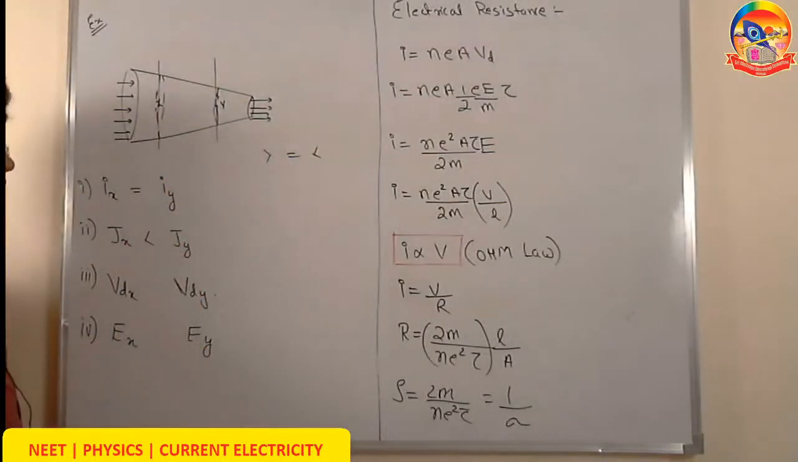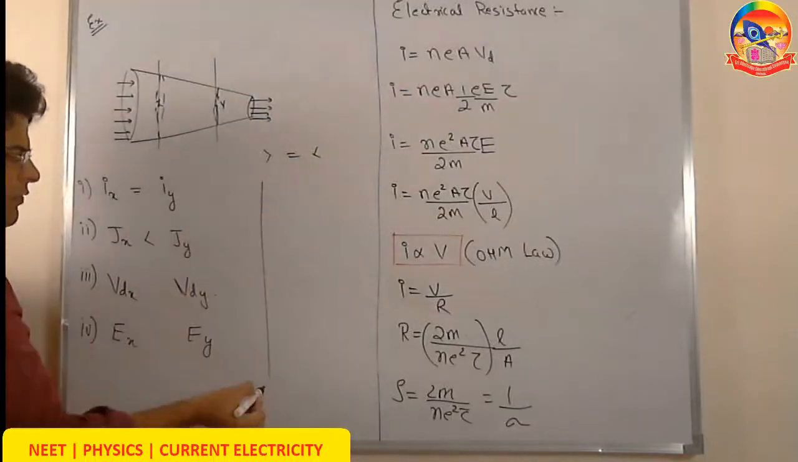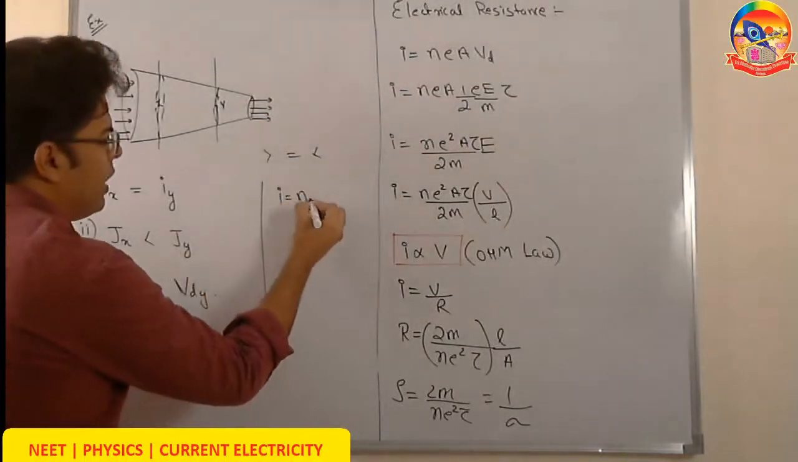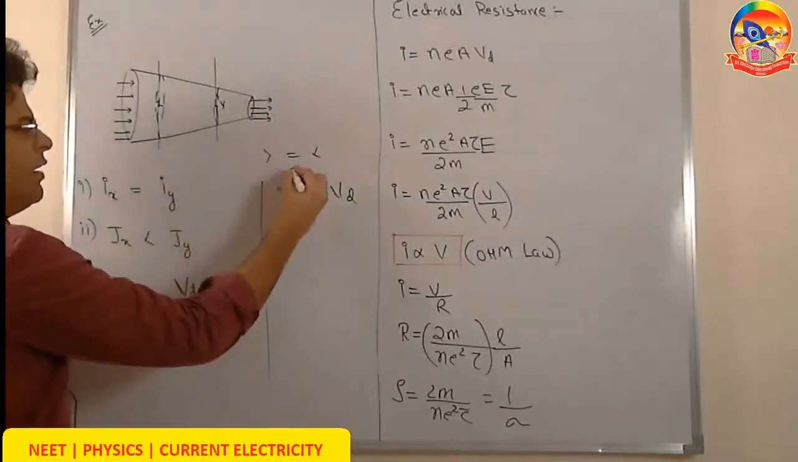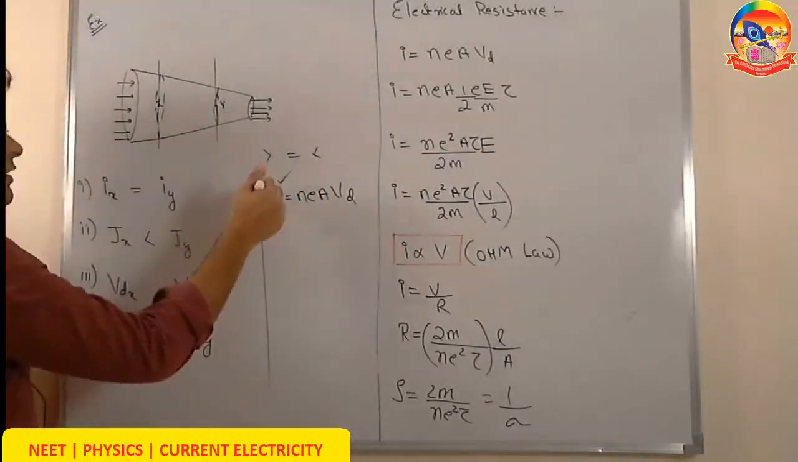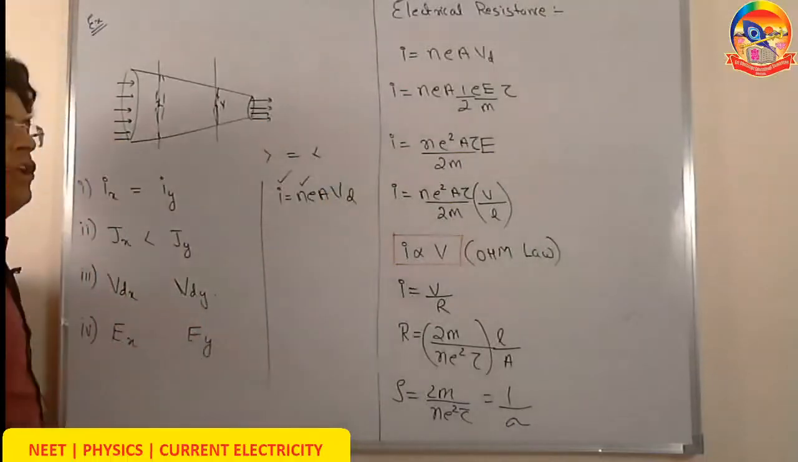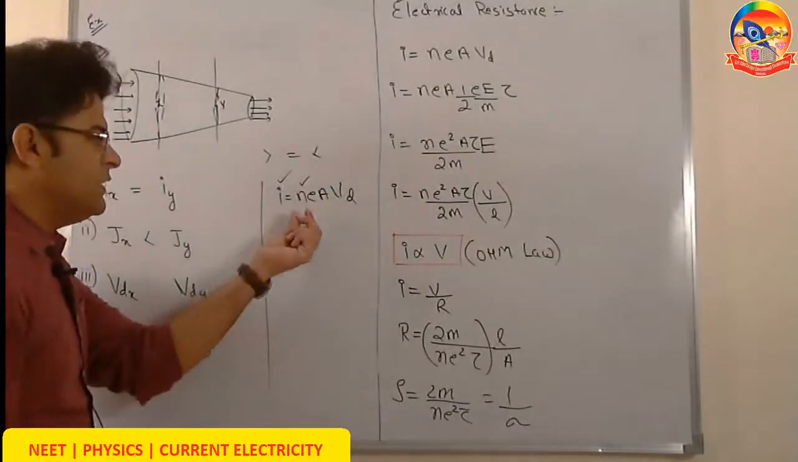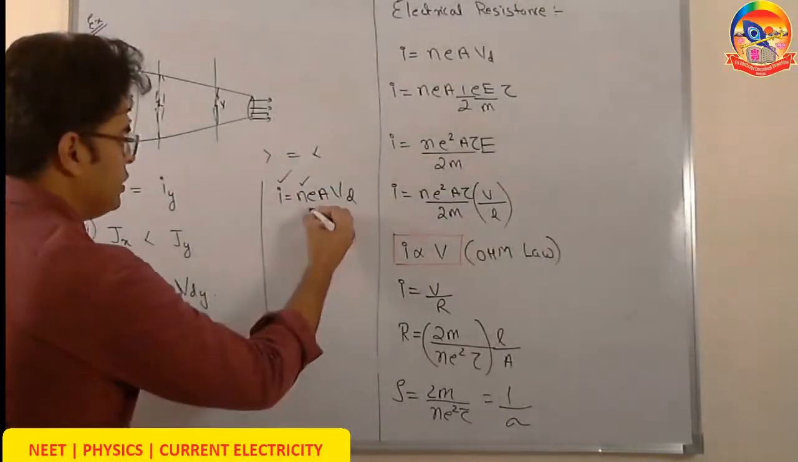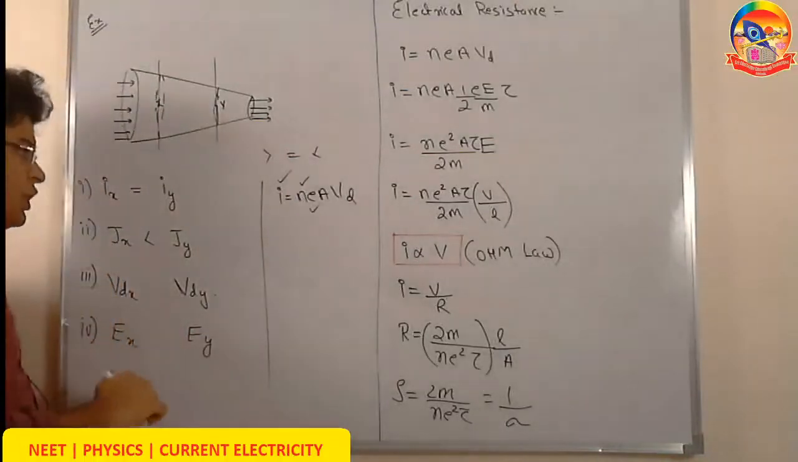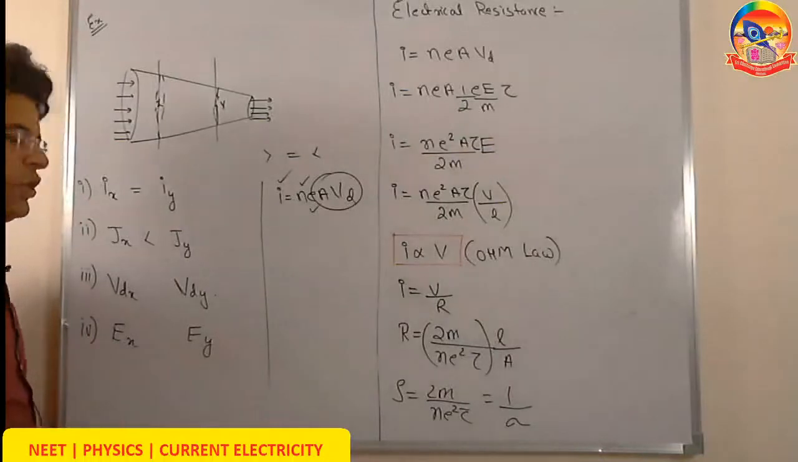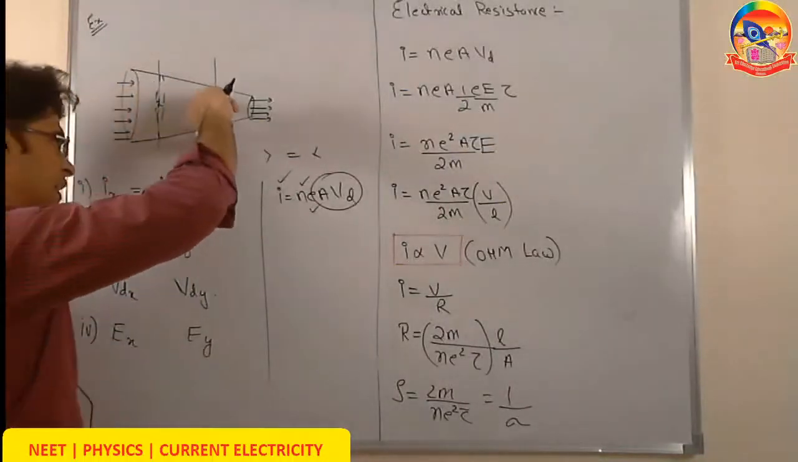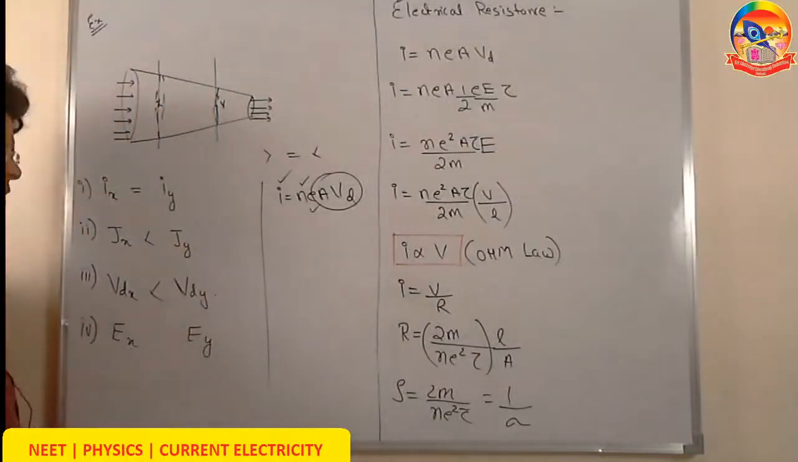Where does the drift velocity have to be more? We have learned that I equals n e A v_d. Both for x and y, the current is the same. Both for x and y, the number of free electrons per unit volume remains the same because that is a property of the material. The charge on the electron is the same. So A into v_d has to be constant, just like the equation of continuity. So the place where the area is lesser, there the drift velocity has to be more.